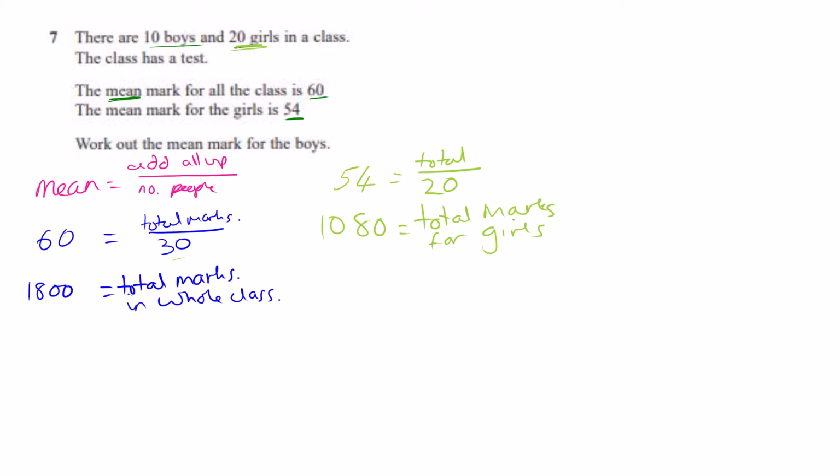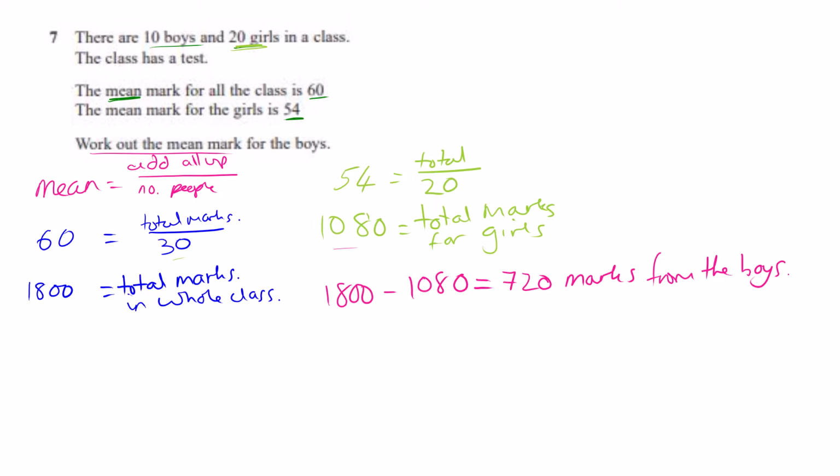So if the whole class got 1,800 marks, the girls earned 1,080 of those, then we can do a quick subtraction. 1,800 minus 1,080, which gives us 720 marks from the boys. In this case, the marks the girls didn't get are the ones the boys must have got.